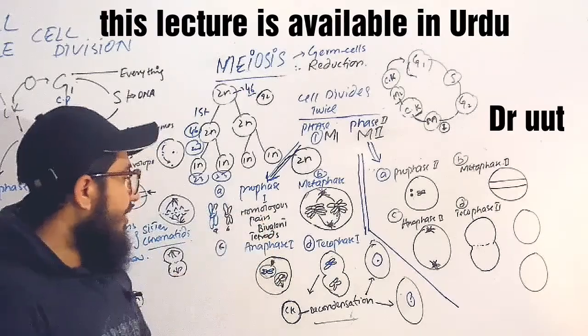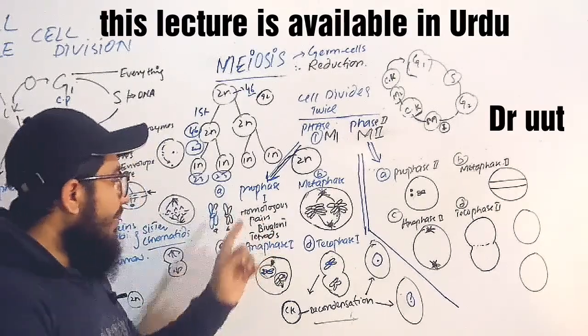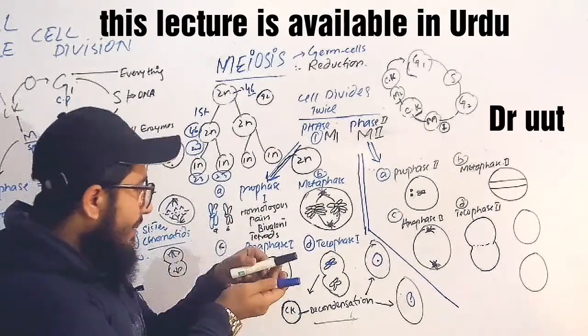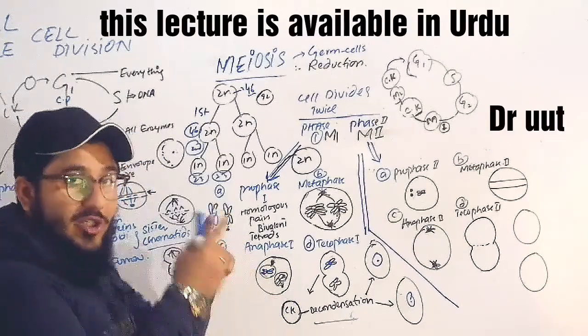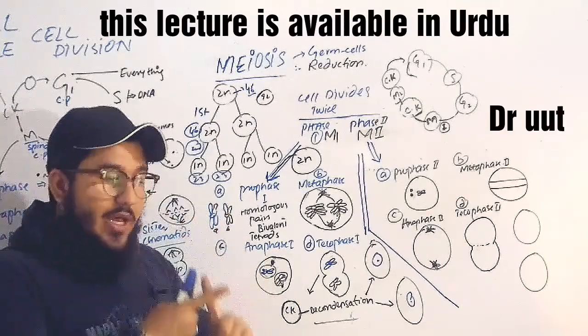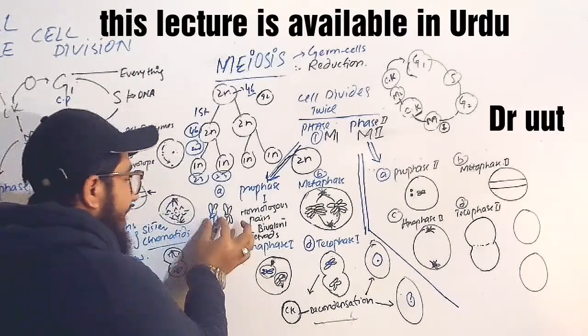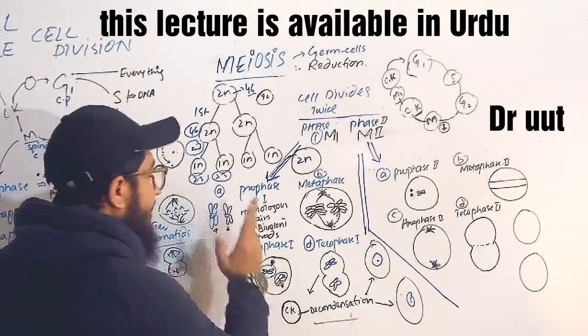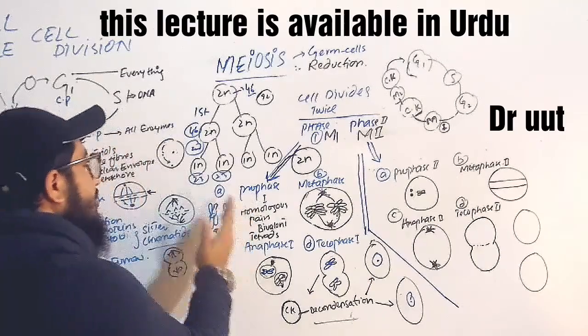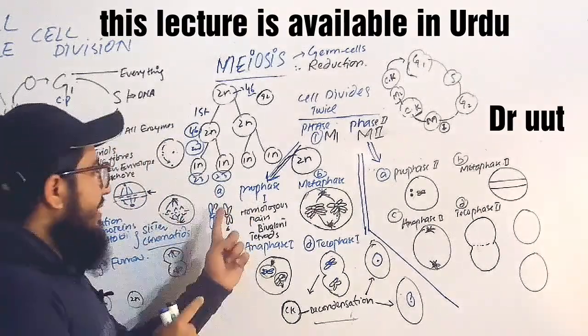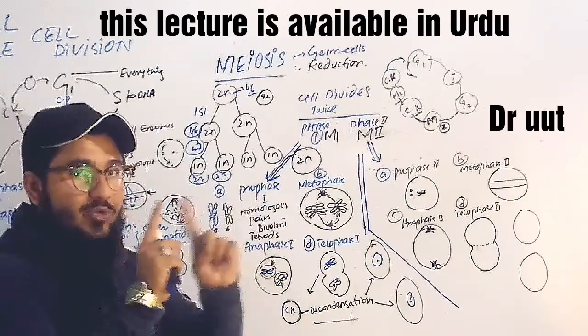So in meiosis prophase 1, what will happen? Homologous chromosomes will pair up and crossing over will happen, and they will exchange segments of the non-sister chromatids. Chromosome A will give its segment to chromosome B, and chromosome B will give its segment to chromosome A. Half of the segments of the non-sister chromatids will be shared.